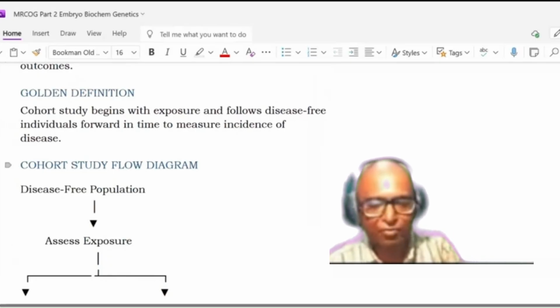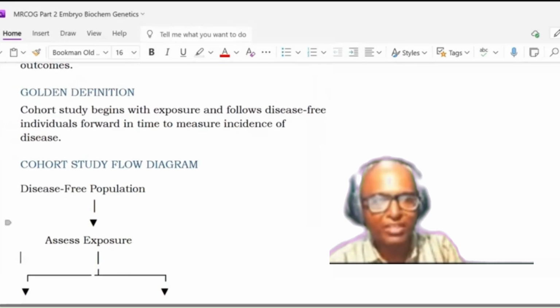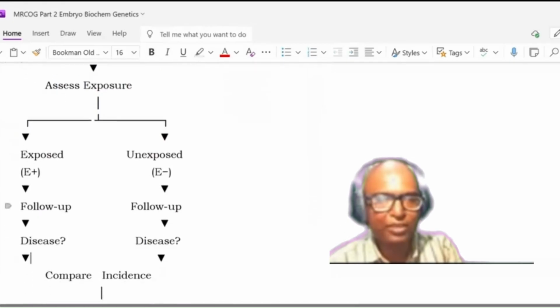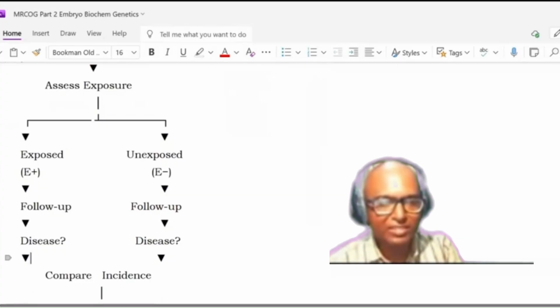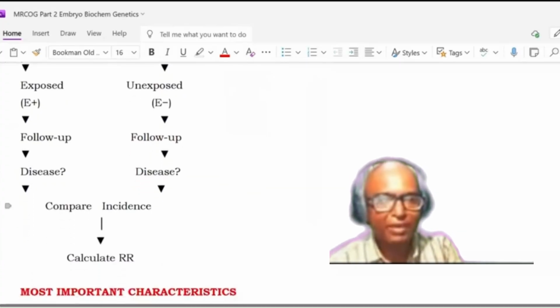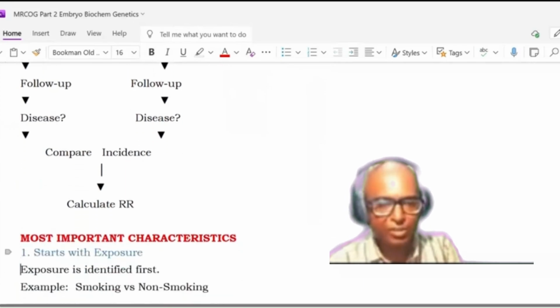So what exactly is the flow of the cohort study? You have the disease-free population. Then you assess the population for the exposure, and you will find that a certain group is exposed, and you will find that a certain group is unexposed to the high risk factor. So you follow them up over a period of time for the development of the disease. Once there is a development of the disease, then you compare the incidence in this group, and you compare the incidence in the other group, and you calculate the relative risk. Relative risk is also called as risk ratio.